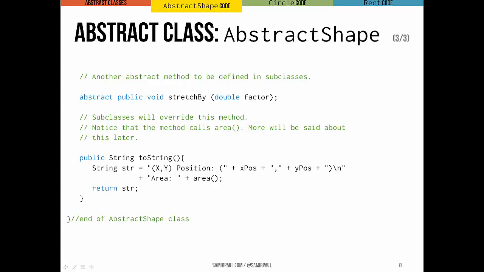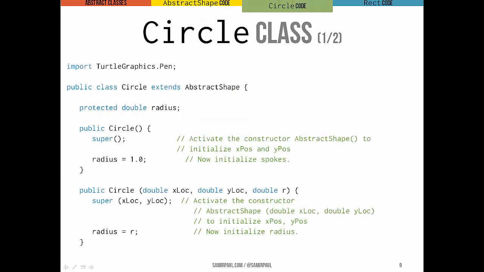Now, if you take a look at this last method here in abstract shape, toString, we don't declare toString as final because we want other subclass methods to be able to override it with something specific to themselves. So it is defined here, but subclasses will be able to write their own versions of toString and override it. Okay, on to the circle class.